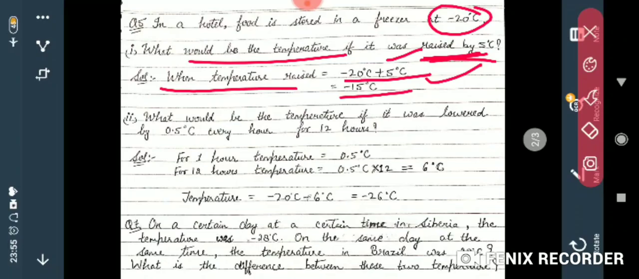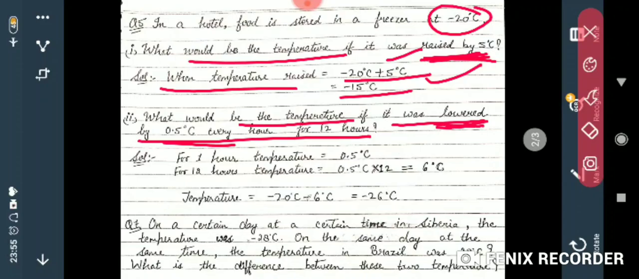Next question. What would be the temperature if it was lowered by 0.5 degrees Celsius every hour for 12 hours? In the first question it was raised, so we added. Now it is lowered. Lowered means it is decreased. So what will you do? Subtract. Now every hour the temperature is decreased by 0.5 degrees Celsius, and this process continues for 12 hours.